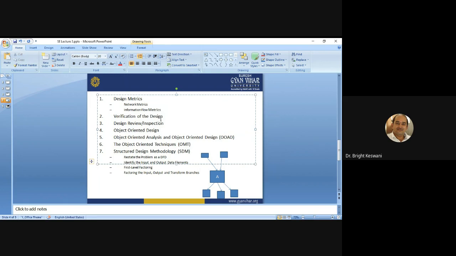So in the design review or design inspection process, we can have a group of people sitting together and having a discussion on the design, to reveal the errors found in the design and any undesirable properties, which should be eliminated from the design. So the purpose of review is to eliminate the design errors or undesirable properties.